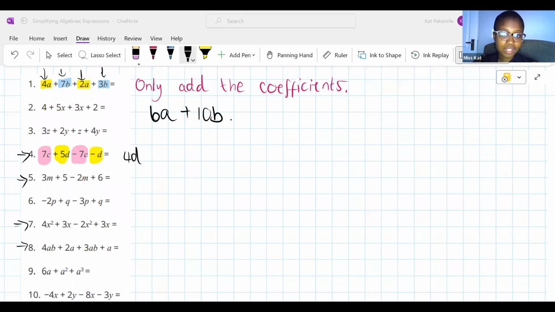Okay. Siguye, are you doing one with me? Yes, ma'am. Number 5. Let's identify the like terms first. 3m and negative 2m. And 5 and 6. Beautiful. So what's 3m minus 2m? 3m minus 2m is m. And then 5 plus 6 is 11. So it's m plus 11. Beautiful. That was beautifully done. Thank you, ma'am. You're welcome.